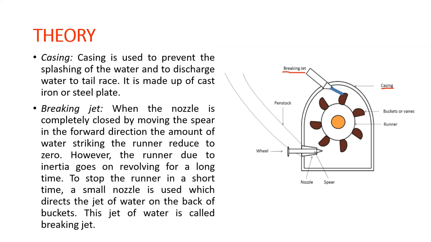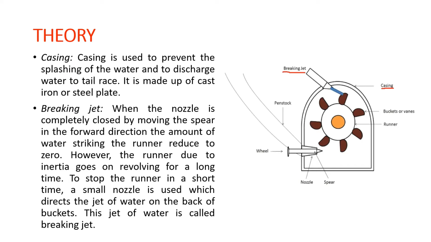The outer covering of this turbine is called casing. The Pelton turbine with the casing is shown in the figure. It prevents the splashing of the water and helps to discharge the water to the tail race. It also acts as a safeguard in case an accident occurs. Cast iron or fabricated steel plates are used to make the casing of the Pelton turbine.